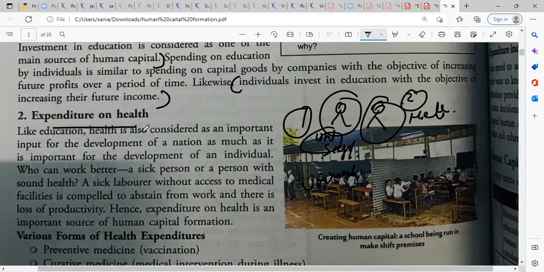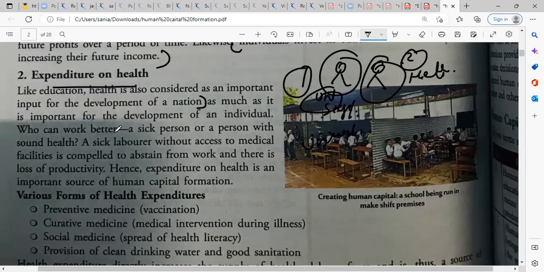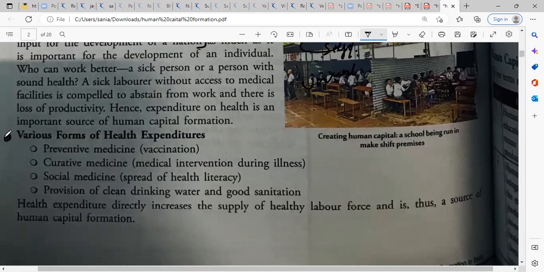So like education, health is also considered an important input for the development of a nation. Okay. See, now who can work better, a sick person or a person who is healthy? So of course, a person who is healthy, right? So there are various health expenditures. In health also, you have to spend in various sectors. First is preventive medicine, like vaccination should be there, right?